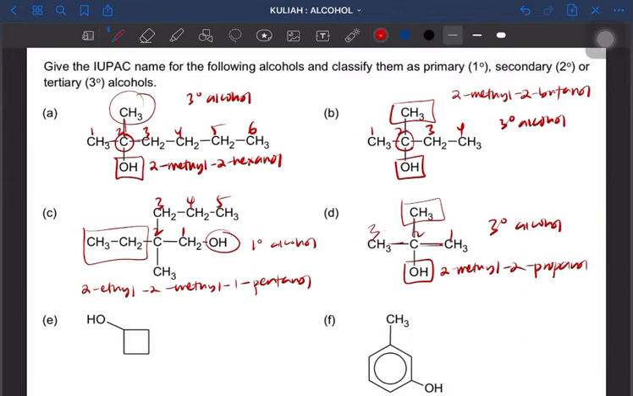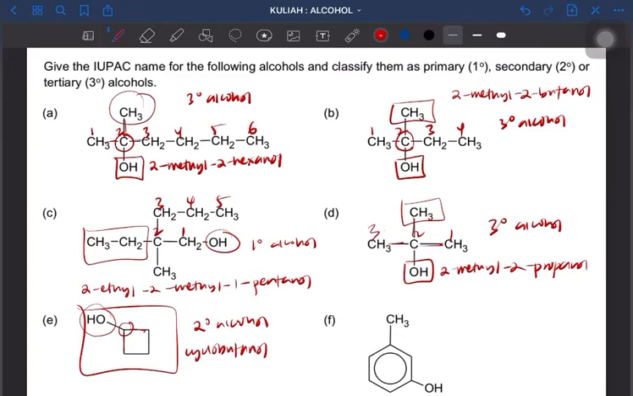Okay, now we look at this one. This is a cyclobutanol, because the OH does not need a number; we know it is carbon number 1. So this is a cyclobutanol. The classification for this carbon is a secondary carbon. So this alcohol is a secondary alcohol.